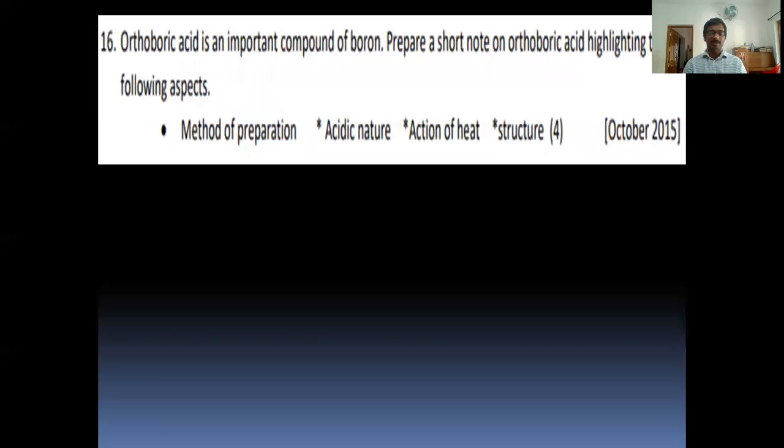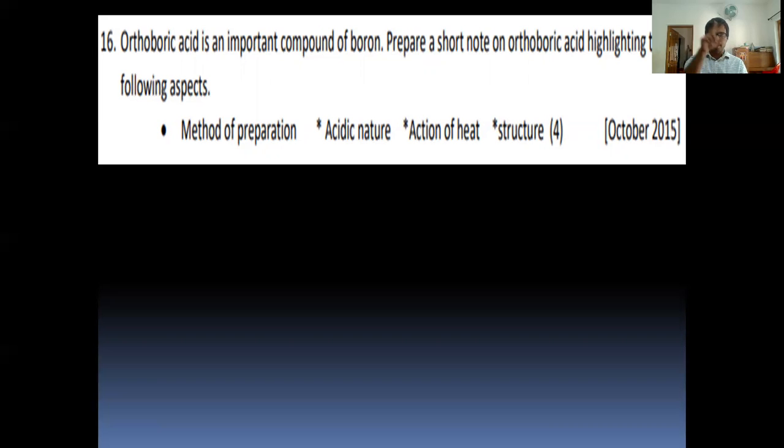It is acidic in nature. Already we discussed it. Orthoboric acid can accept a pair of electrons, so it acts as a Lewis acid. Action of heat: when it is heated, boric oxide B2O3 will finally form.